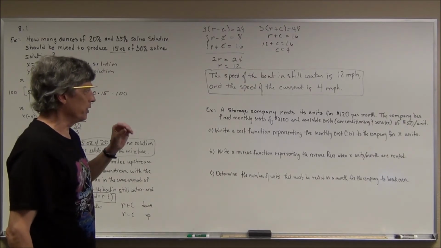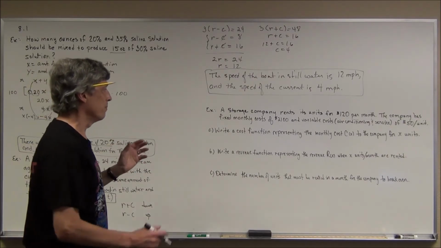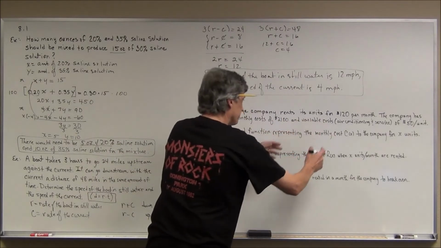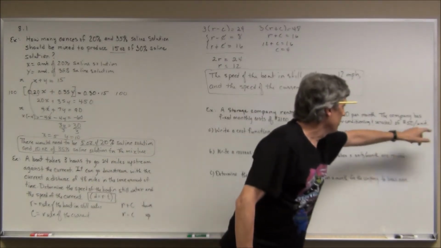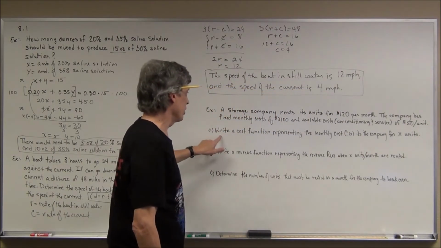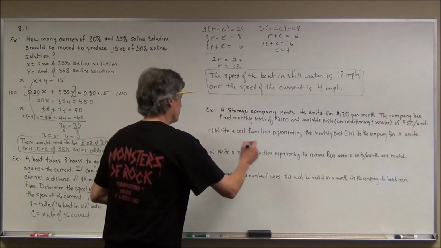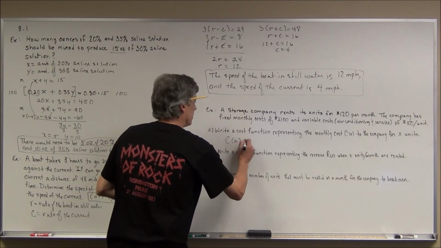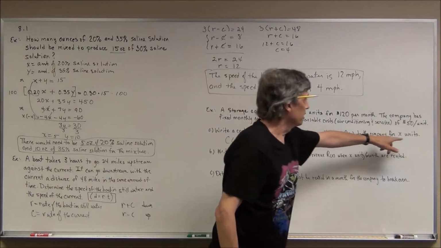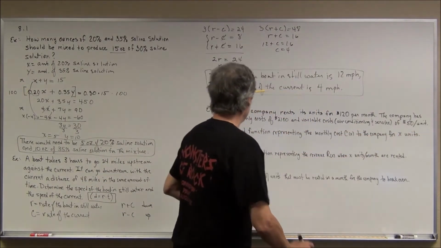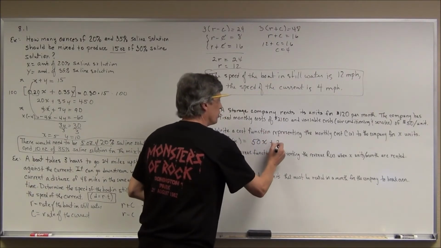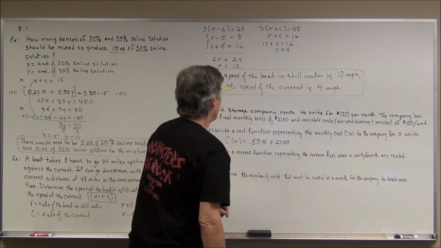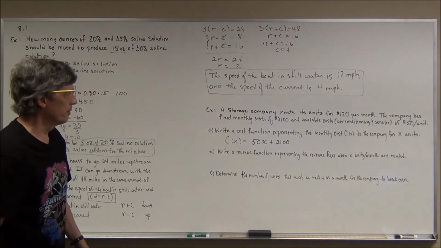So when we are trying to find the cost, we're going to combine the fixed and the variable. But the variable is changing. And in this case, it's changing based on the units. So we have write a cost function representing the monthly cost, C of x. So C of x for x units. Well, it's $50 a unit, so the variable cost would be 50x. And then we would add on the 2,100 of the fixed cost, and that wasn't so bad.